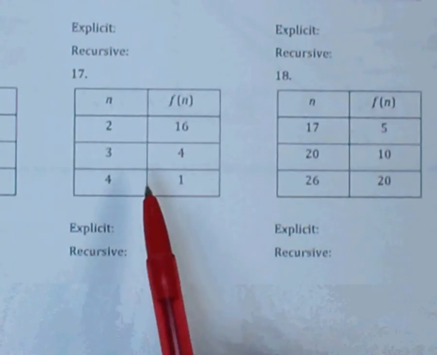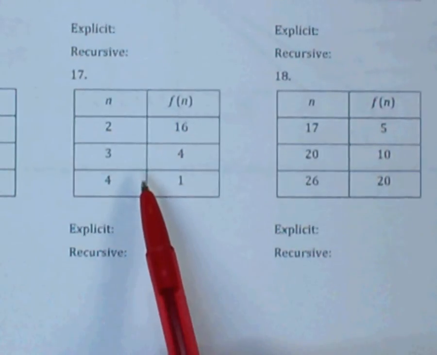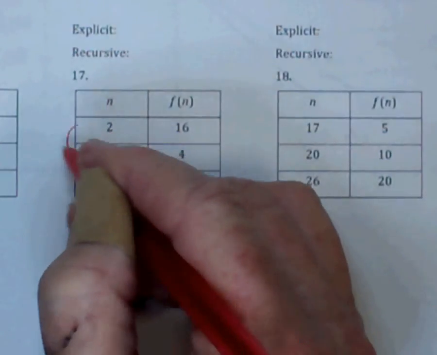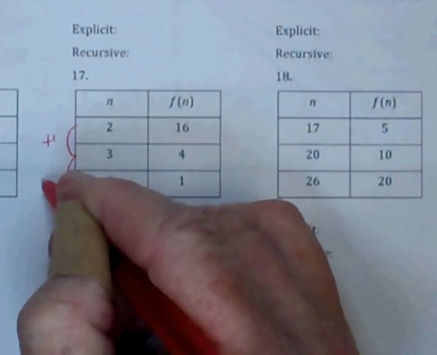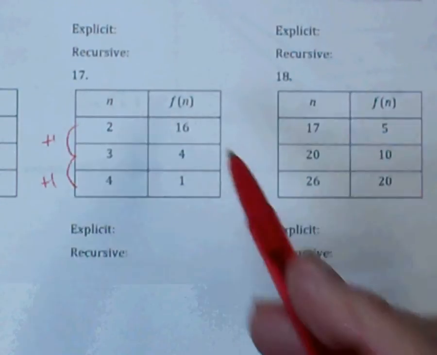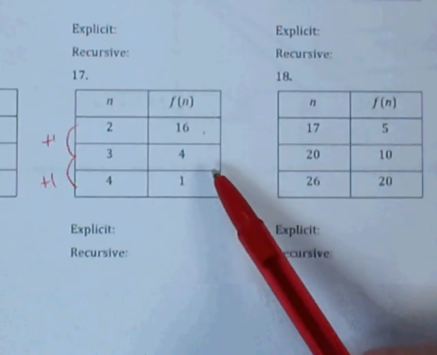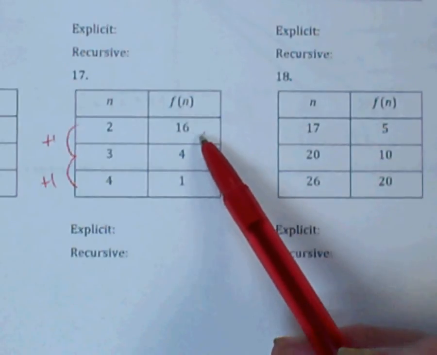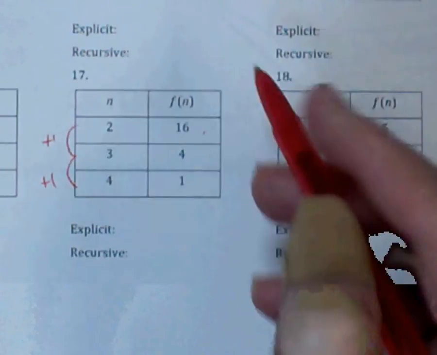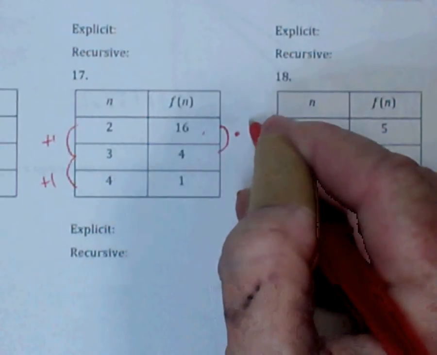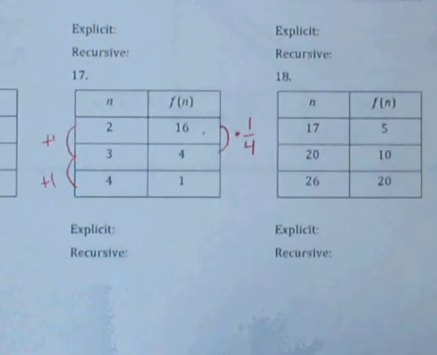3.4, a trickier problem, number 17. So again, over here we're counting by 1, so that's fine. And it's very obvious to me here because I see a 16 and a 4, and I know 4 times 4 is 16, and then I know 1 times 4 is 4. So if we're talking about it in multiplication, we'd be multiplying by 1/4.